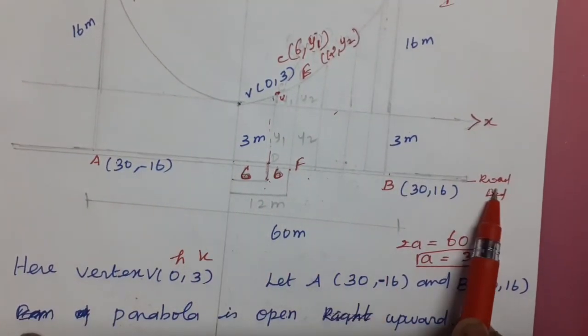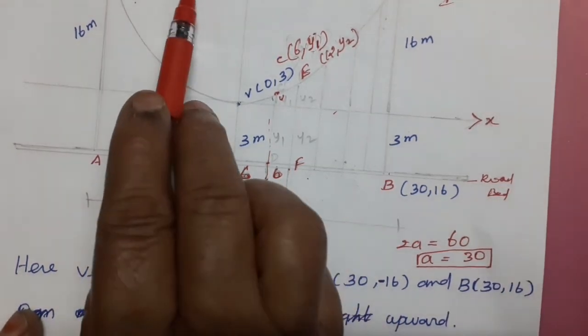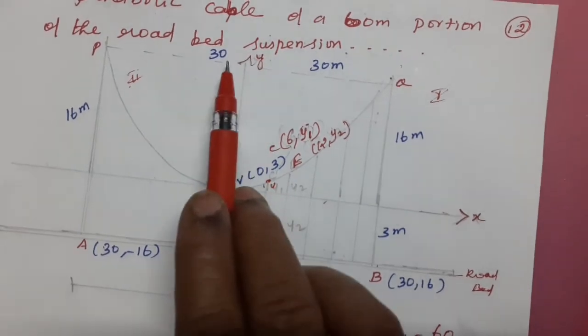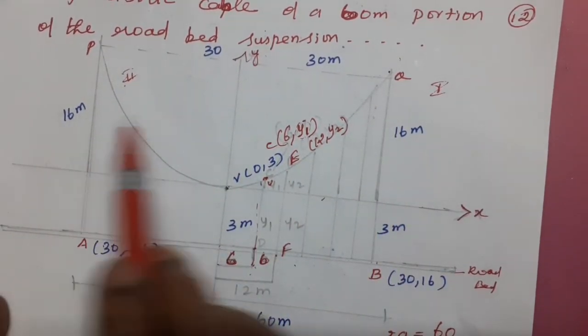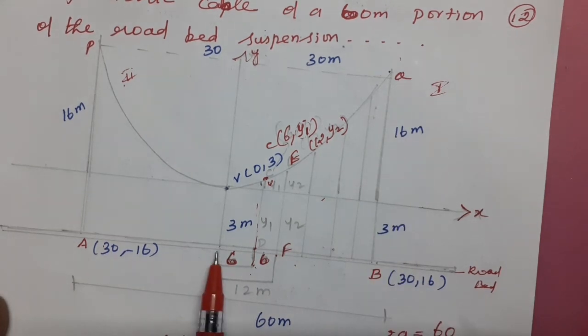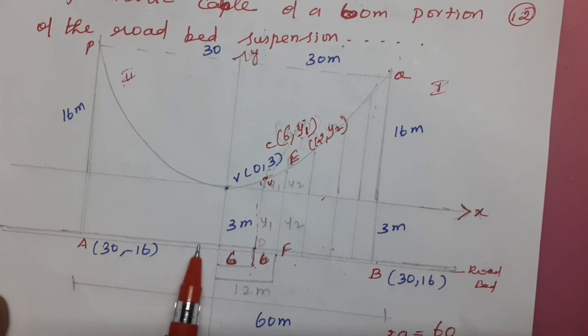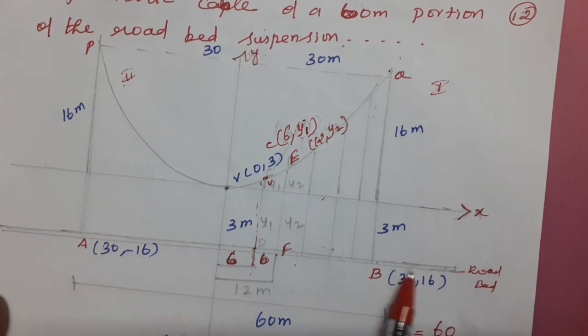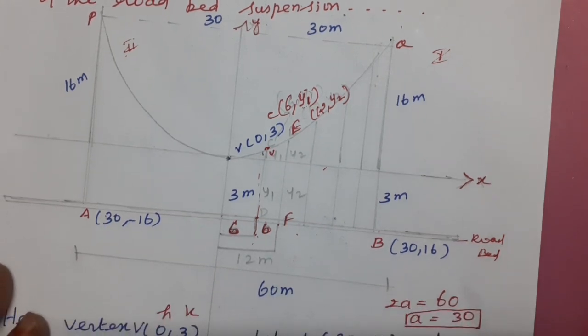Either go through the diagram. This is the road bed. From A to B is 60 meter, split into 30 and 30. Next, the height is given as 16 meter. Therefore, from the vertex this is 30, height is 16. Height is 30 minus 16, plus, minus, positive, negative. 30 comma minus 16. So x is 30, y is minus 16.